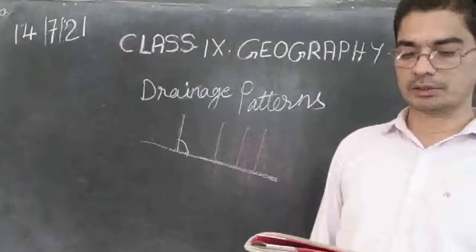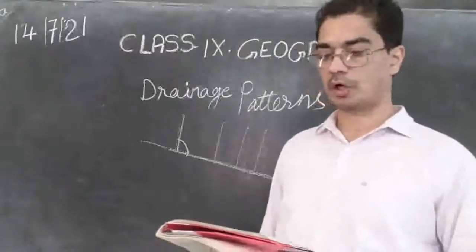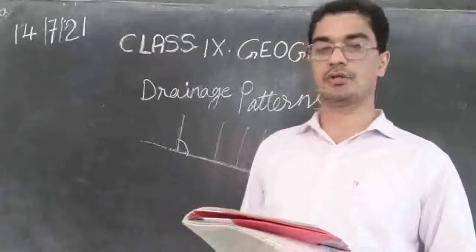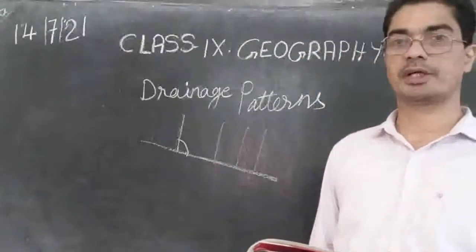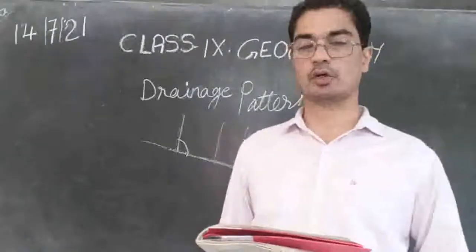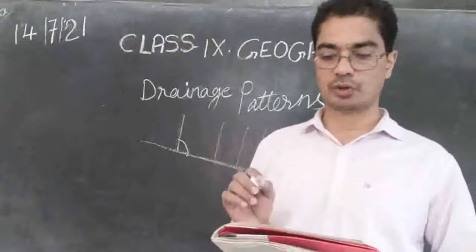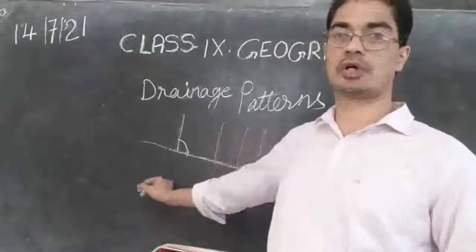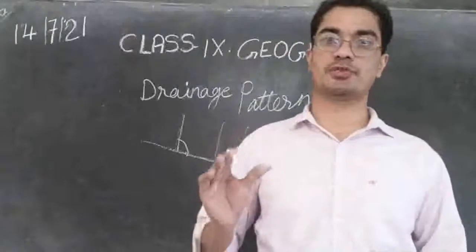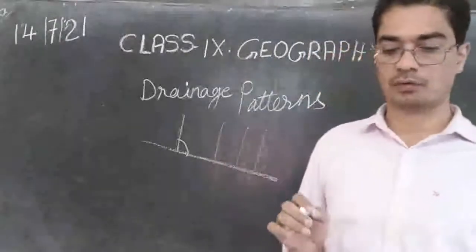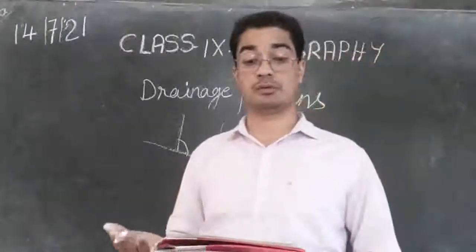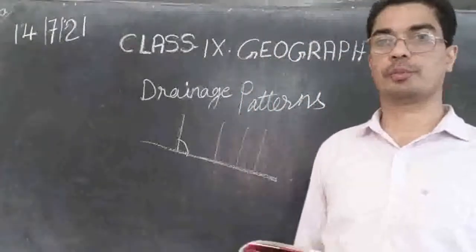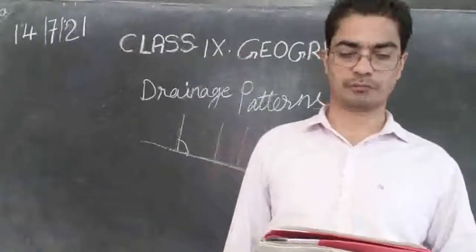Then a rectangular drainage pattern develops on a strongly jointed rocky terrain. So the third type of pattern is the rectangular pattern, and it depends on hard rock. The previous one was because of hard rock and soft rock. But in a place where there is only hard rock, what kind of pattern will be formed? The rectangular pattern will be formed.